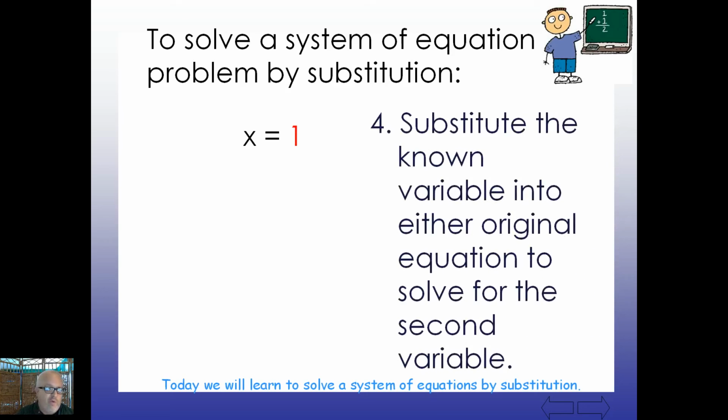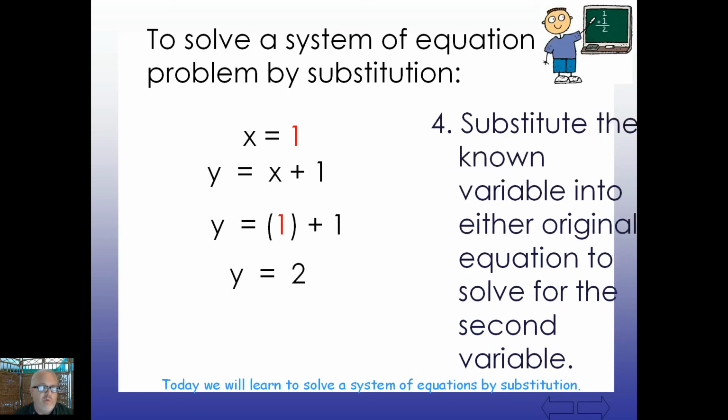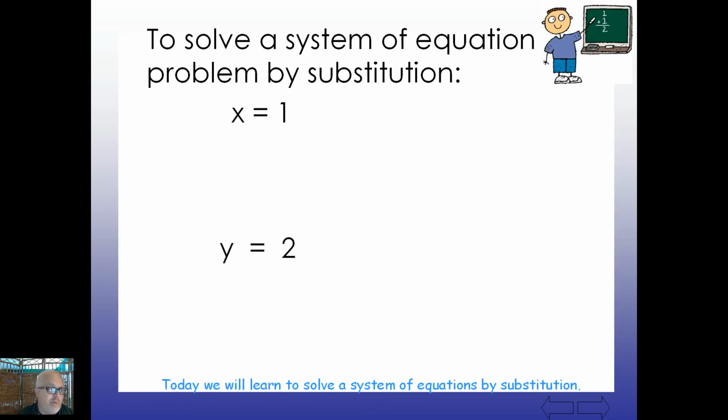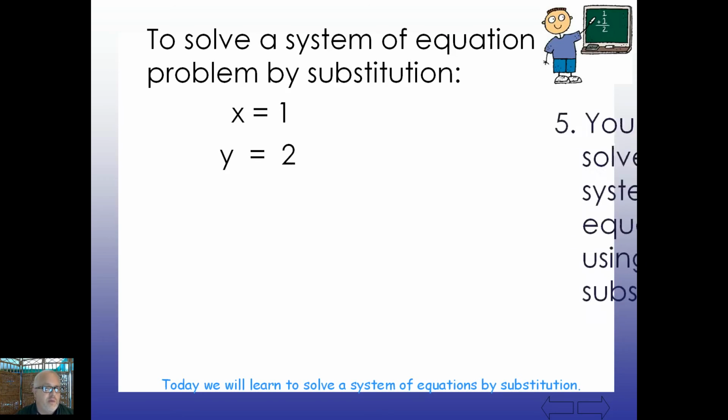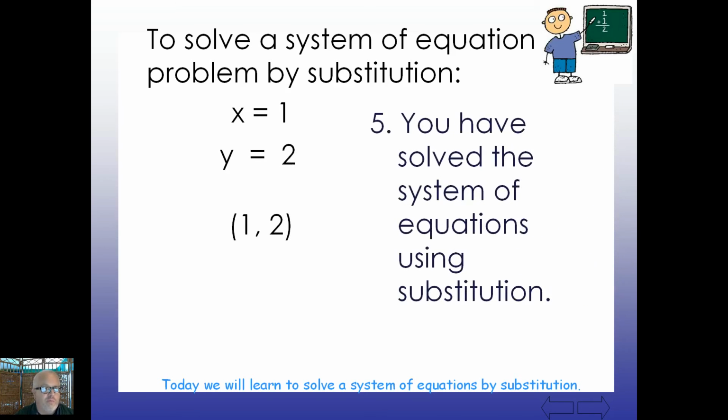So step 4 now, substitute this in. And I'm just going to choose this guy here. Looks the easiest. So 1 plus 1, of course, is 2. So what's our ordered pair then? Ordered pair is 1, 2. And you can take the 1, 2, the 1 for x, and the 2 for y, plug it into the original equations, and it'll turn out to be true for both equations at the same time.